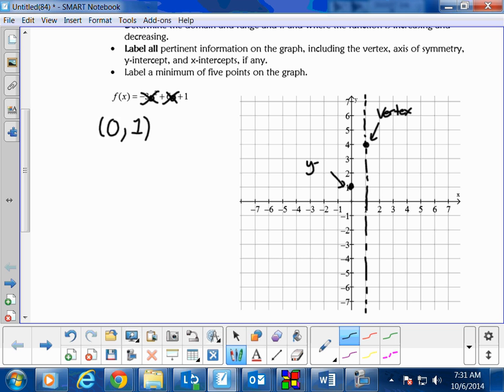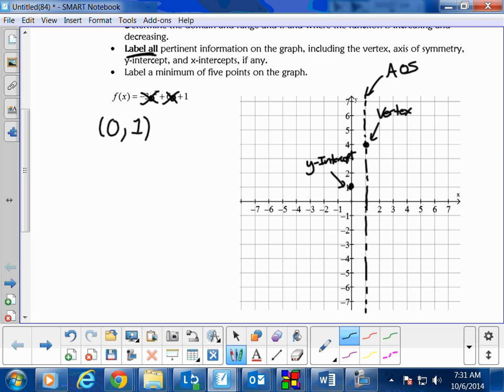This is my y-intercept. And here's my axis of symmetry. I'm doing that just because it asked me to label all the information on the graph. So I just went ahead and did the first couple of parts. Now, as far as finding the x-intercept, let's go ahead and do that.